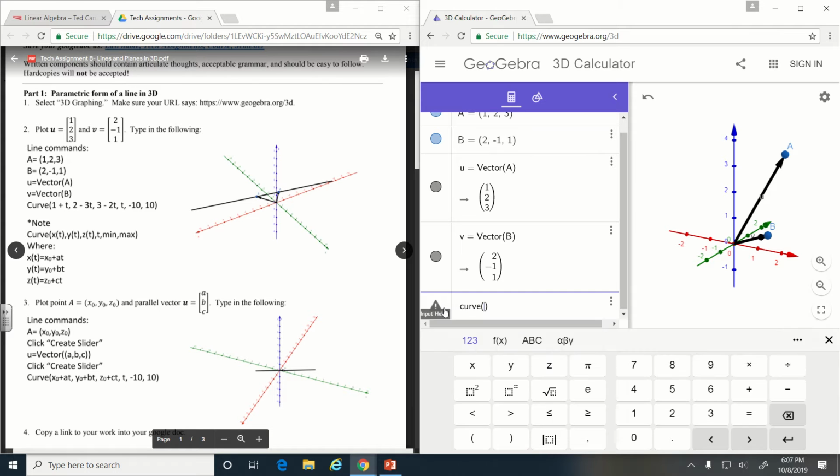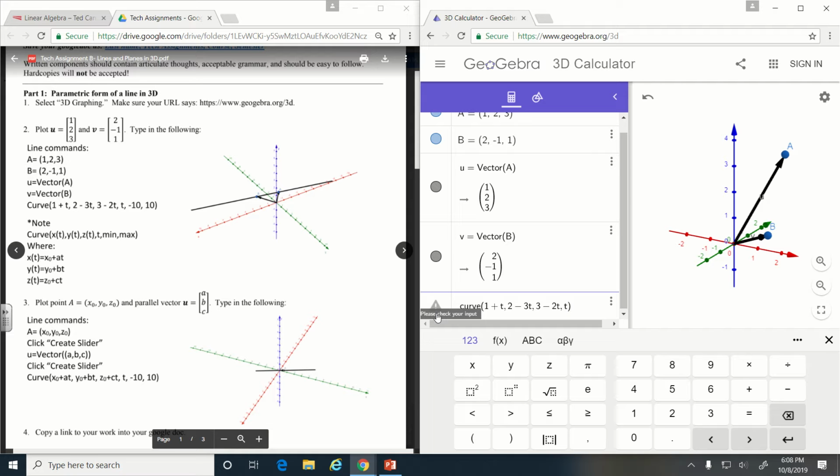So curve, and it'll identify the curve in a way that makes sense to GeoGebra. You just type curve, you can capitalize or not, it doesn't make a difference. 1 plus t, 2 minus 3t, 3 minus 2t, comma t. You have to define the variable.